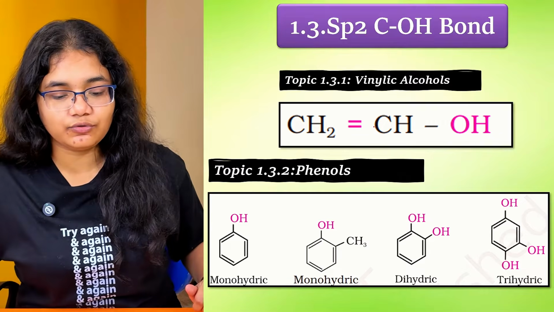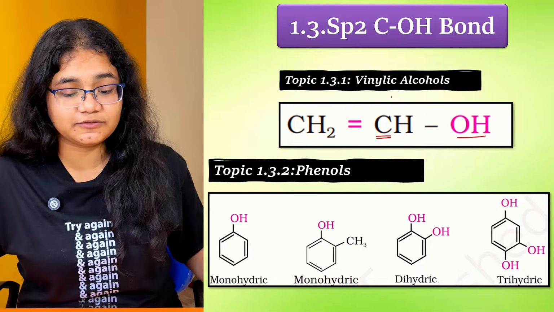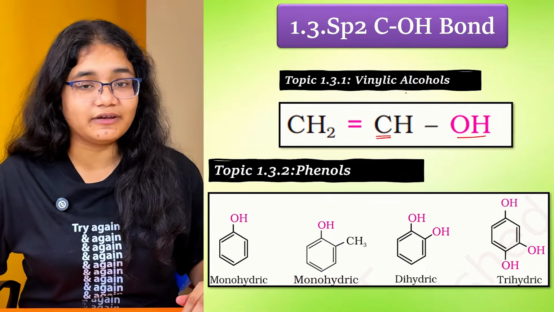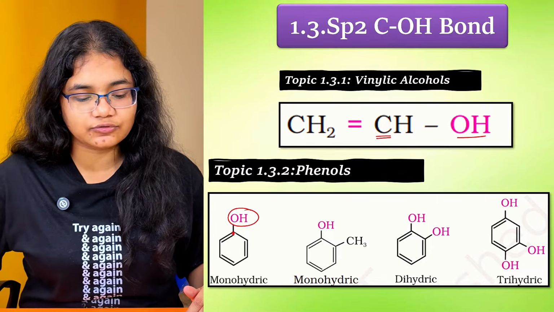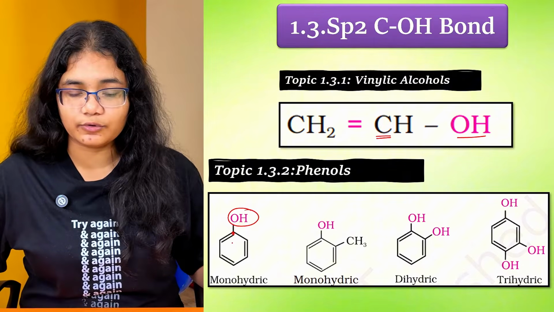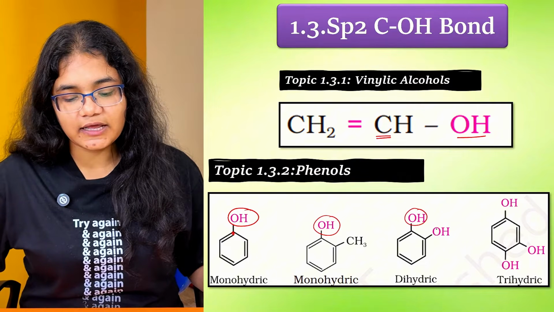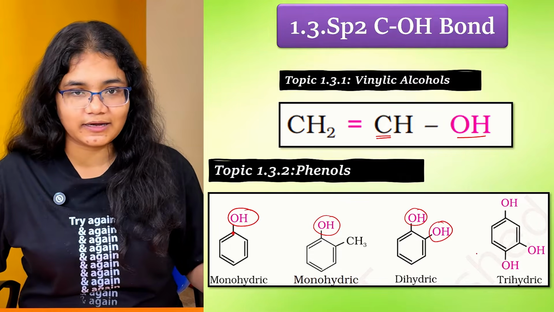Next, we'll move to vinylic. Vinylic is for sp2 hybridized carbon. Whenever an OH is directly attached to an sp2 carbon, meaning the carbon which has a double bond, then it is called a vinylic alcohol. And what are phenols? When an OH group is directly attached to the benzene ring, we call it a phenol. Here you can see this is monohydric because there is only one OH. Here we have 2 OH, so it is dihydric, and here we have 3 OH, so it is trihydric.